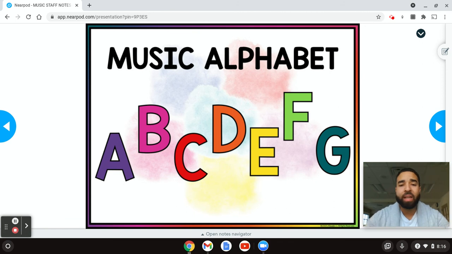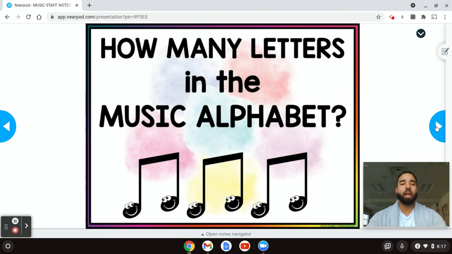All right, these are the only 7 letters that you will be using when it comes to identifying notes on the musical staff. These are the only 7 letters we're working with. Do not add any extra letters because they do not exist in music. Moving on to the next slide.